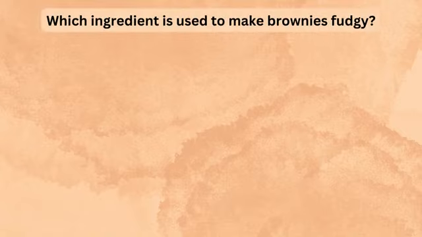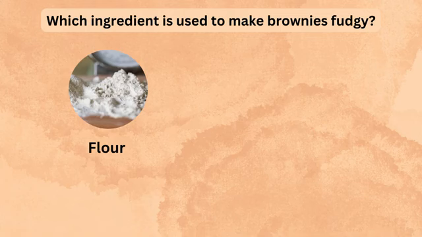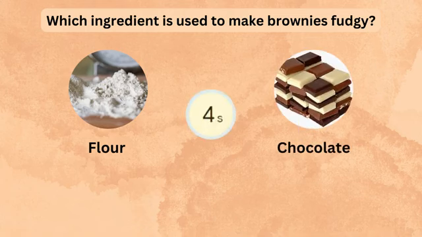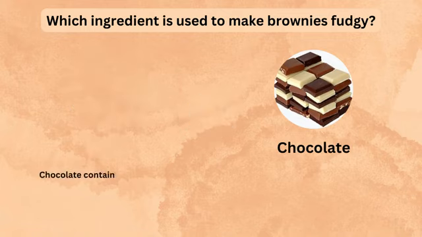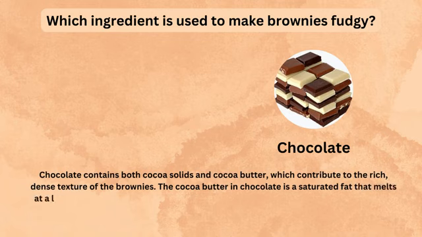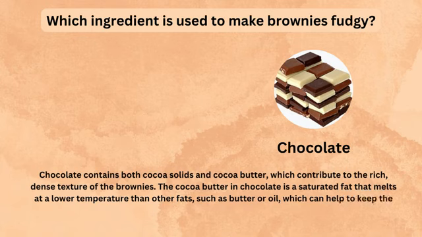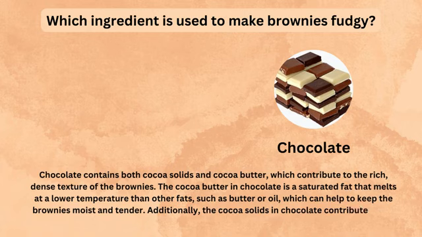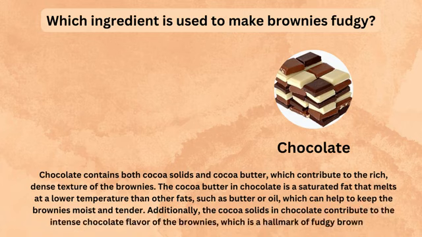Which ingredient is used to make brownies fudgy? Flour or chocolate? Chocolate contains both cocoa solids and cocoa butter, which contribute to the rich, dense texture of the brownies. The cocoa butter in chocolate is a saturated fat that melts at a lower temperature than other fats, such as butter or oil, which can help to keep the brownies moist and tender. Additionally, the cocoa solids in chocolate contribute to the intense chocolate flavor of the brownies, which is a hallmark of fudgy brownies.